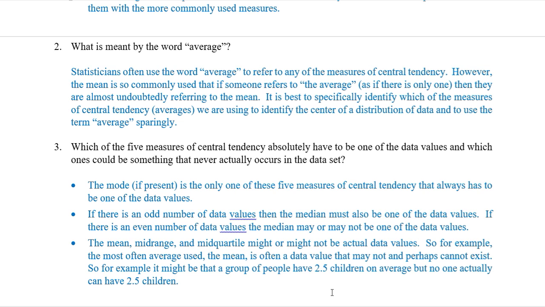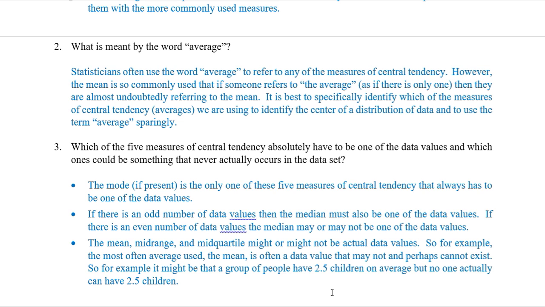So in the even number case, when you have an even number of data values, the median may or may not be one of the data values, but if you have an odd number of data values, then for sure the median is one of them. The mean, mid-range, and mid-quartile, again, might or might not be the actual data values.